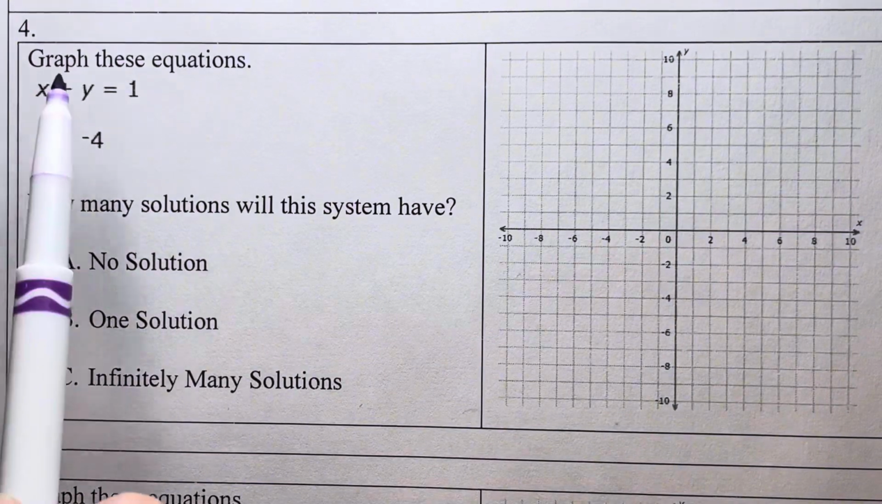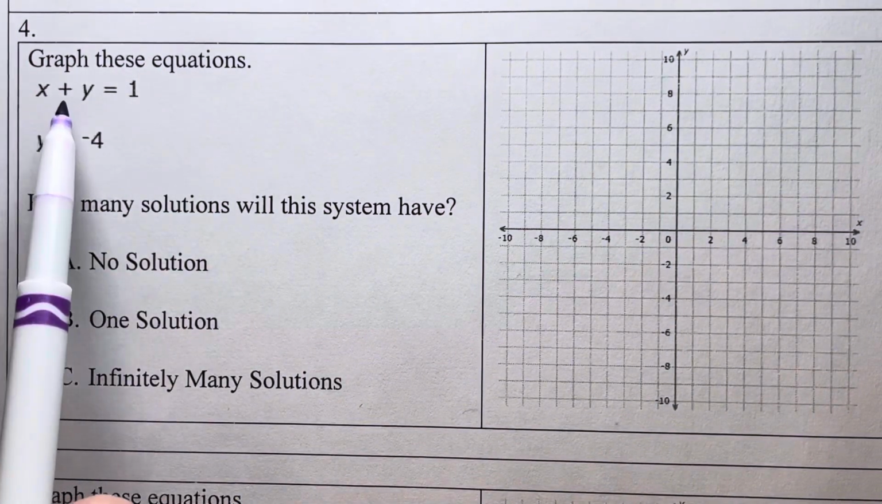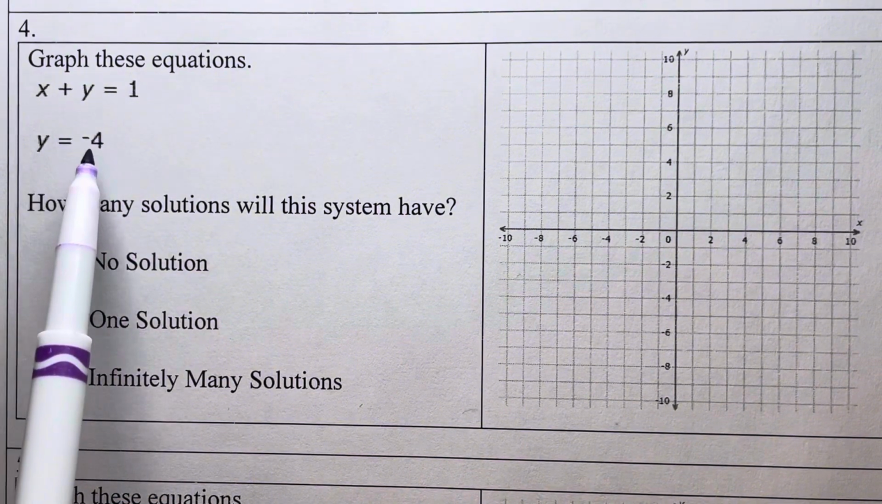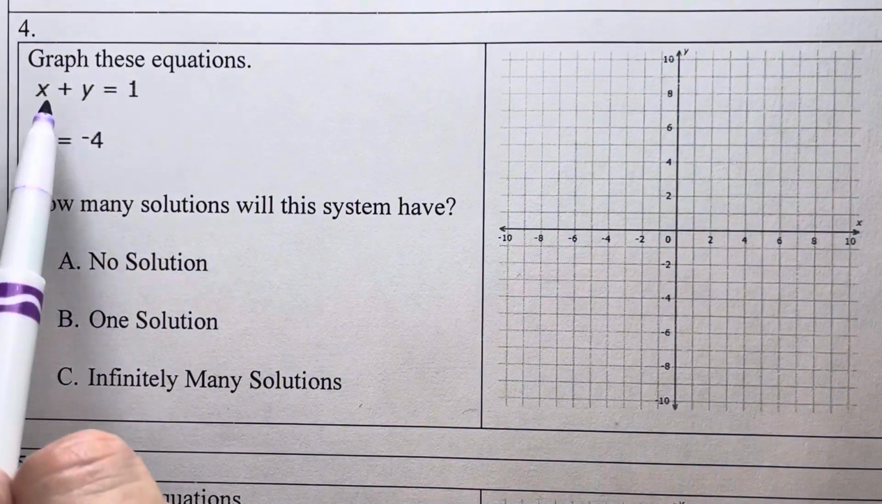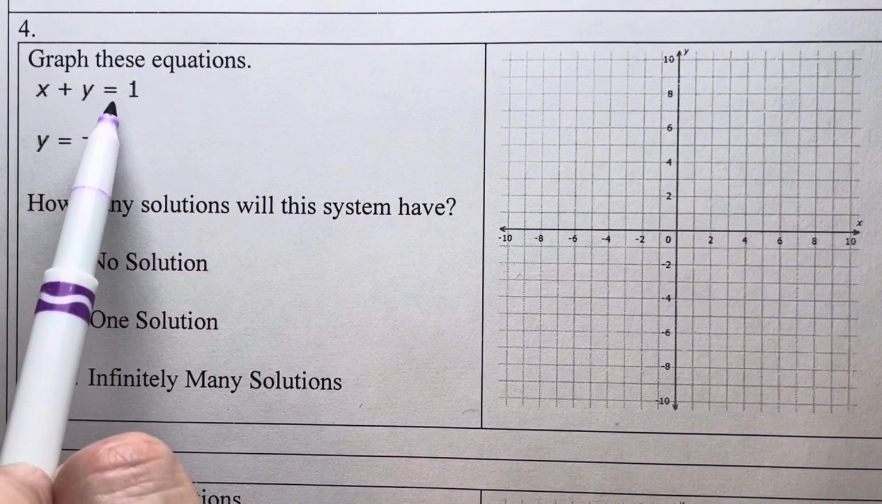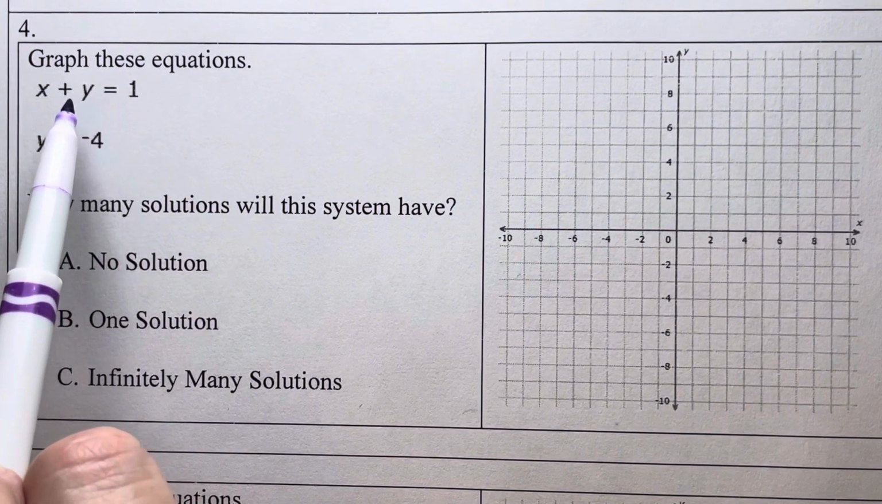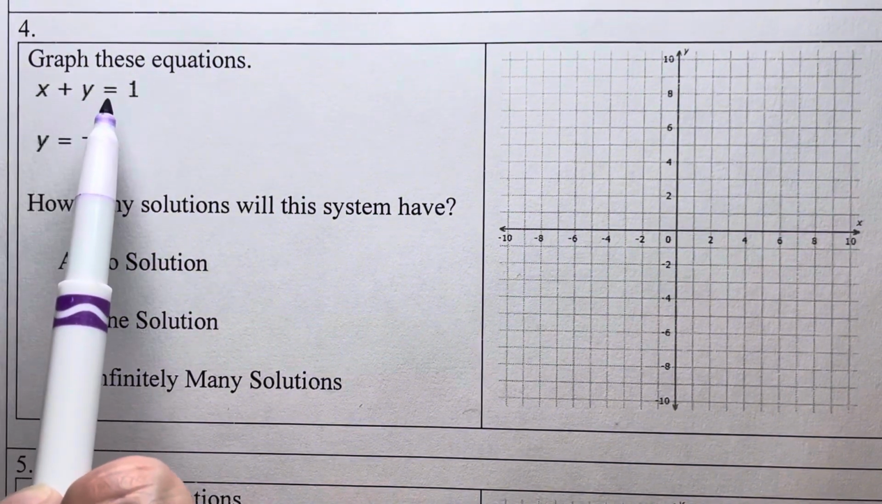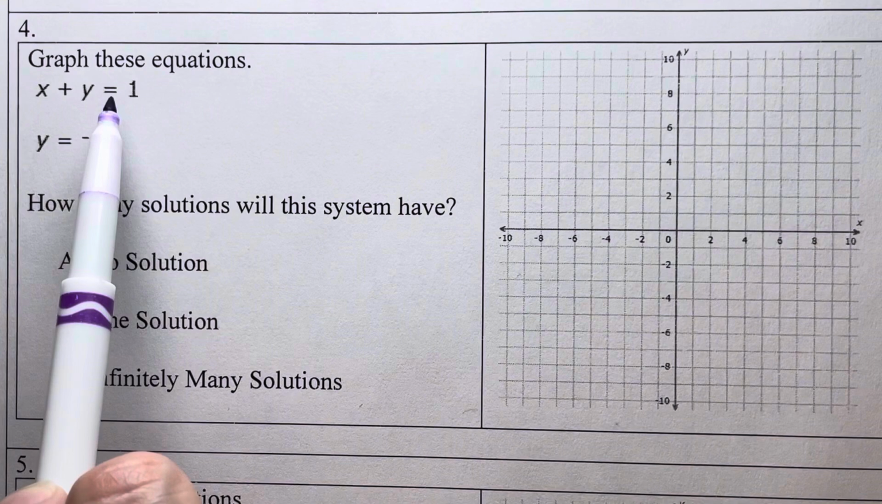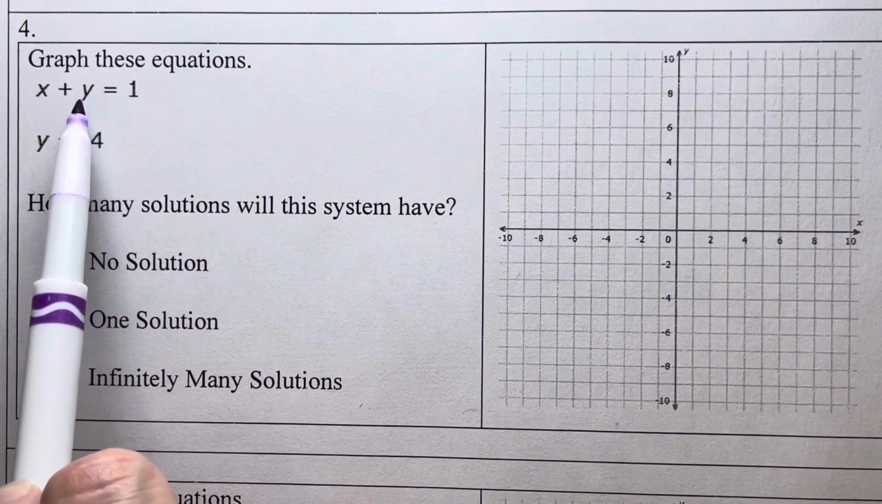Example 4. We're going to graph these equations of x plus y equals 1 and y equals -4, and then determine how many solutions this system is going to have. Let's get started. Our first equation is not in the slope-intercept format. So you have two options. You can either A, decide to use the x and y intercept solutions in order to plot the points and connect them to make a line, which is just fine.